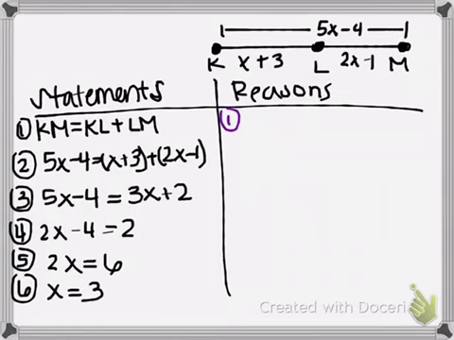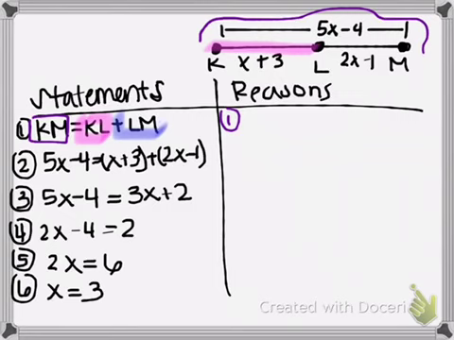So on the left, our first thing says KM equals KL plus LM. Alright, so we're not able to write given because we're not given an equation here. All we've been given is this drawing. Based on this drawing, how can we say that KM equals KL plus LM? Alright, so let's look. So we have KM is the whole segment. So we have a whole. KL is our first part, and LM is our second part.